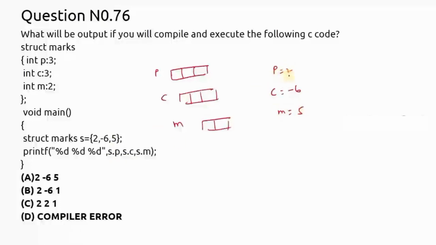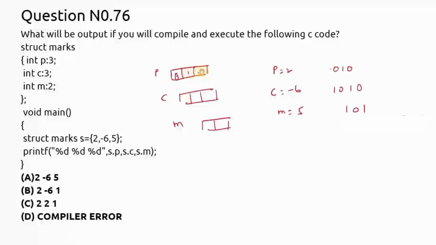Now P equals 2, if you convert it into binary, the value will become 0 1 0. Now if you take minus 6, the value will become 1 0 1 0. Now M equals 5, so the value will become 1 0 1. Now these are the binary values for the respective decimal values here. Now if you print S dot P, it has to print 2. So here it is taking 3 bits, that's why 0 1 0 it will take.